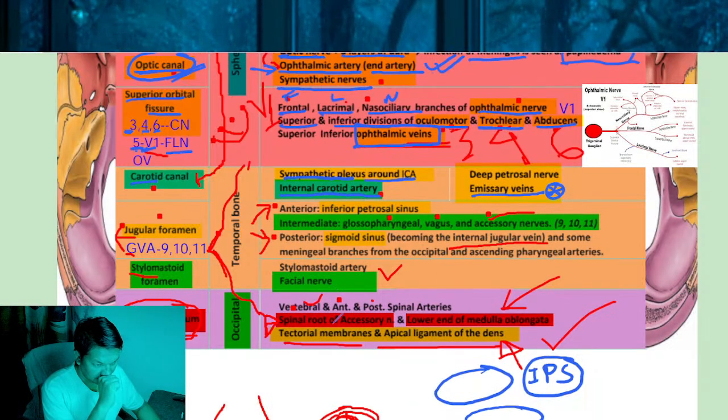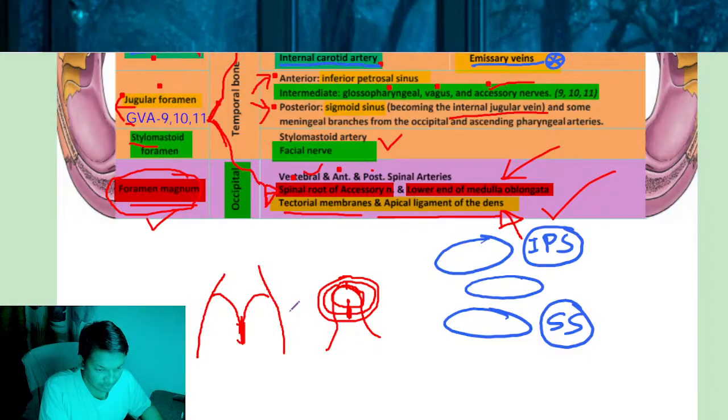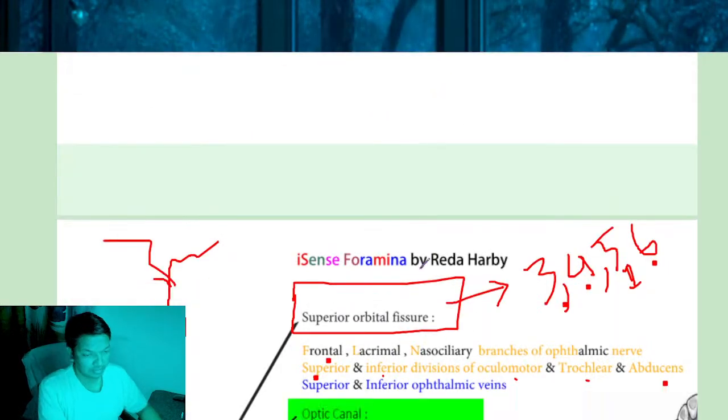And stylomastoid foramen: stylomastoid artery and facial nerve. And foramen magnum: vertebral and anterior and posterior spinal arteries, spinal root of accessory nerve, and lower end of medulla oblongata, and the tectorial membrane and apical ligament.